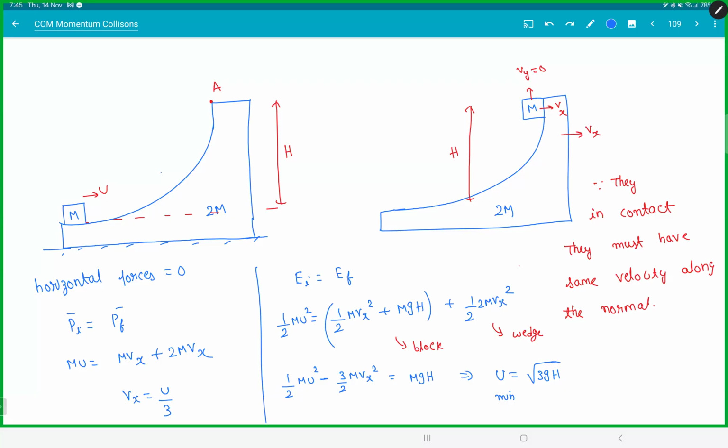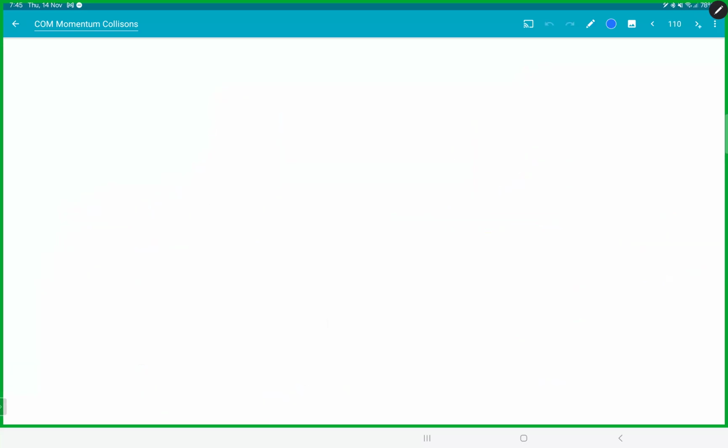Let's see. But Daksha, when the block flies up, do you think the wedge will be at rest? You said something interesting, really something interesting, but you didn't realize. Puroja, you forgot to add the initial height.